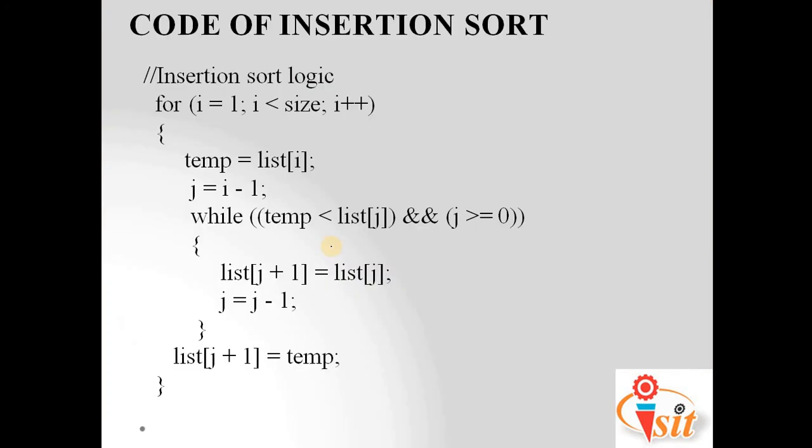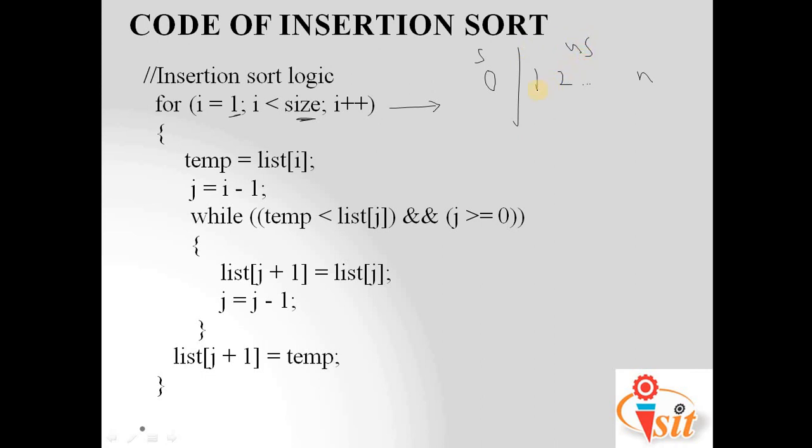So how do we implement the concept of insertion sort using the C programming language? First of all, we need to traverse all the elements from the first position up to the last position, because the 0th index we are going to consider as sorted, and from 1 up to n, the size, we are going to call unsorted.